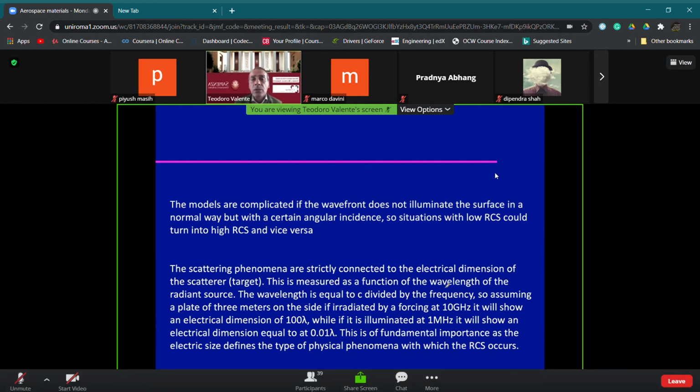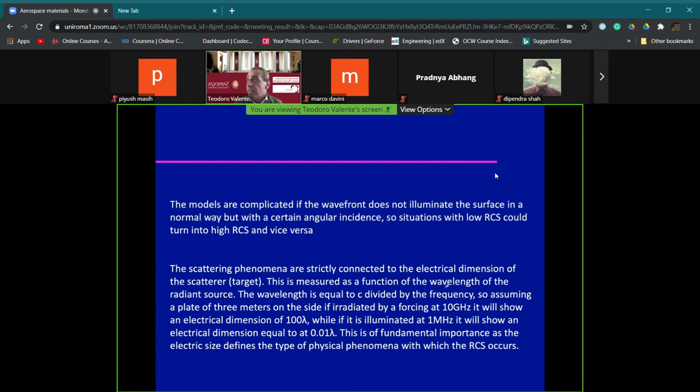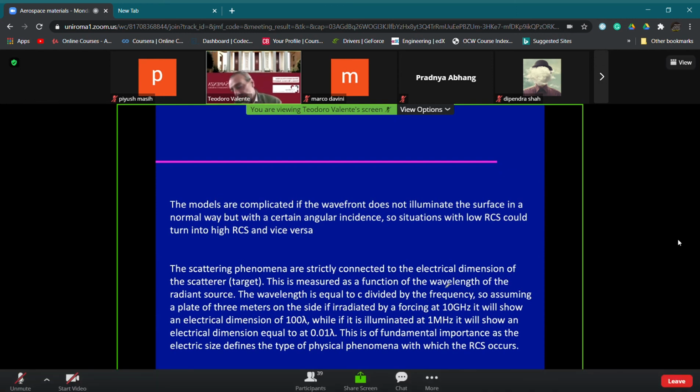In case you should in the future find something about modeling, we do not have time, and it is also outside my expertise to talk about modeling in this sense. But just to give you the concept, the scattering phenomena we are talking about are strictly connected to the so-called electrical dimension of the target, which is also called scatterer.